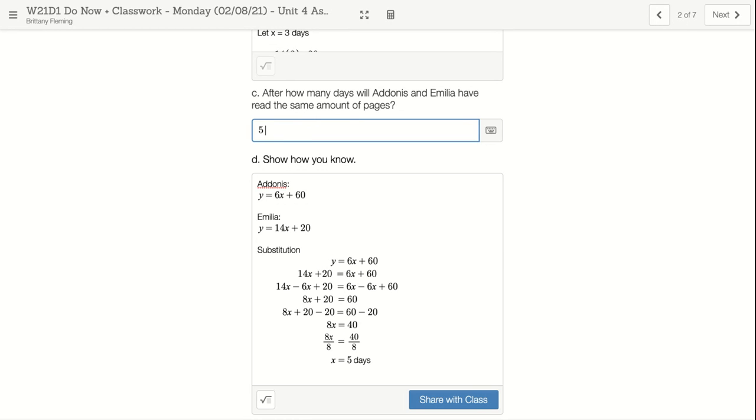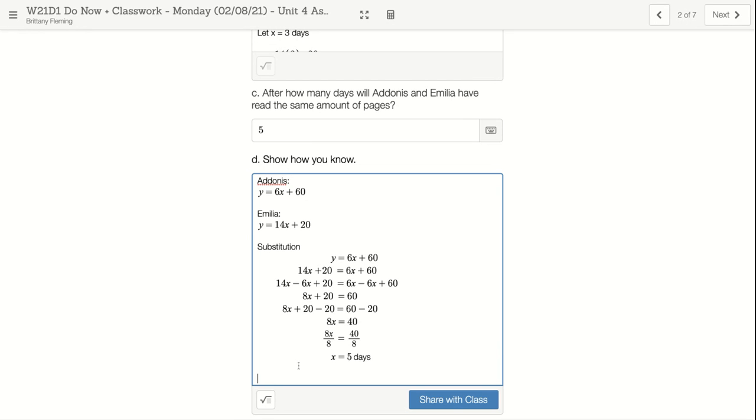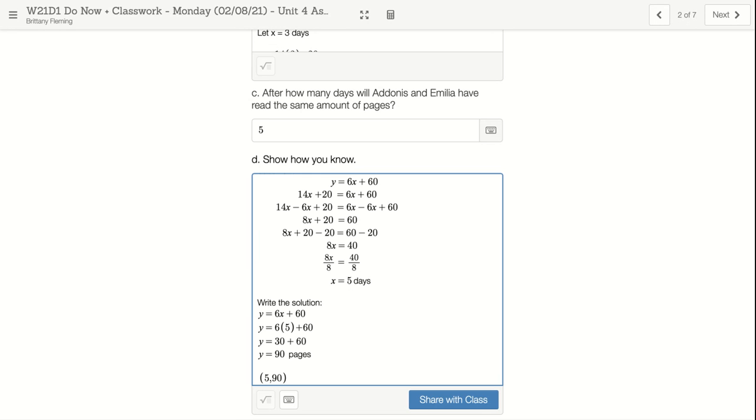And you may be wondering, is 5 the answer, just 5? We may be wondering, well, how many pages did they both read after 5 days? So in some instances, you will have to write the solution for the whole system. And this is just one more step. This is called write the solution. All right, so I need to write the solution.